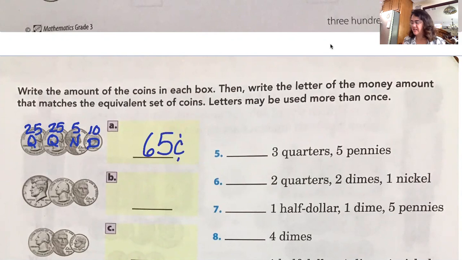All right, friends, if that's 65 cents, which number is 65 cents as well? Jackson. Very good. Okay, he says number 7. I agree.